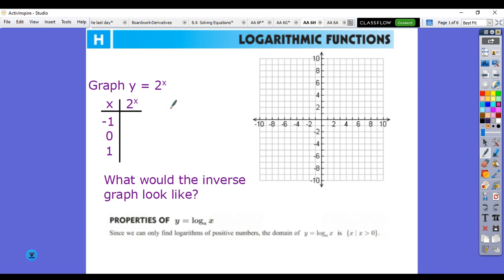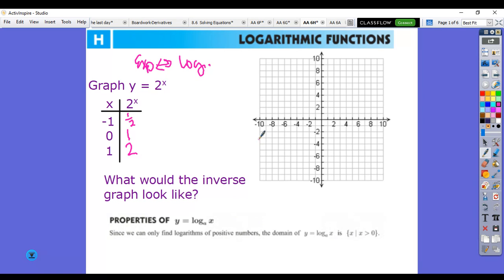All right, so we're going to look at the graphs of logarithms today. And I think it's really important to consider the graph of logarithms by starting with the graph of exponentials. Because remember, your exponential functions are inverses of logarithm functions. So if I plug in -1 for 2 to the x, that's 2 to the -1 or 1/2. Plug in 0, 2 to the 0 is 1. Plug in 1, 2 to the first is 2.